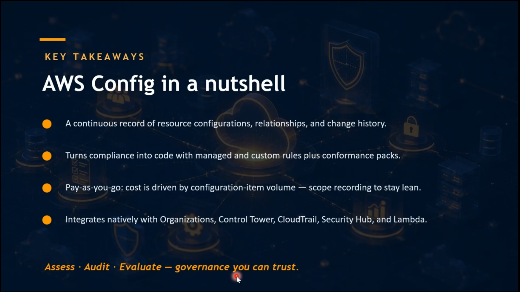Okay, at a very high level, these are the key takeaways. The continuous recording of the configuration, relationships, and change history is used by the root cause analysis team, operations team, as well as the cloud security team. This is the tool which turns compliance into code, with both AWS-provided rules as well as the conformance packs that they are giving. It's a pay-as-you-go service, so cost is tracked based on the configuration item volume and the scoping that you configure. And you can integrate it with any tool that you want, specifically Control Tower, CloudTrail, Security Hub, Lambda, Systems Manager, or Organizations. These are the common services that need integration, and it is already pre-integrated. You can also use this.